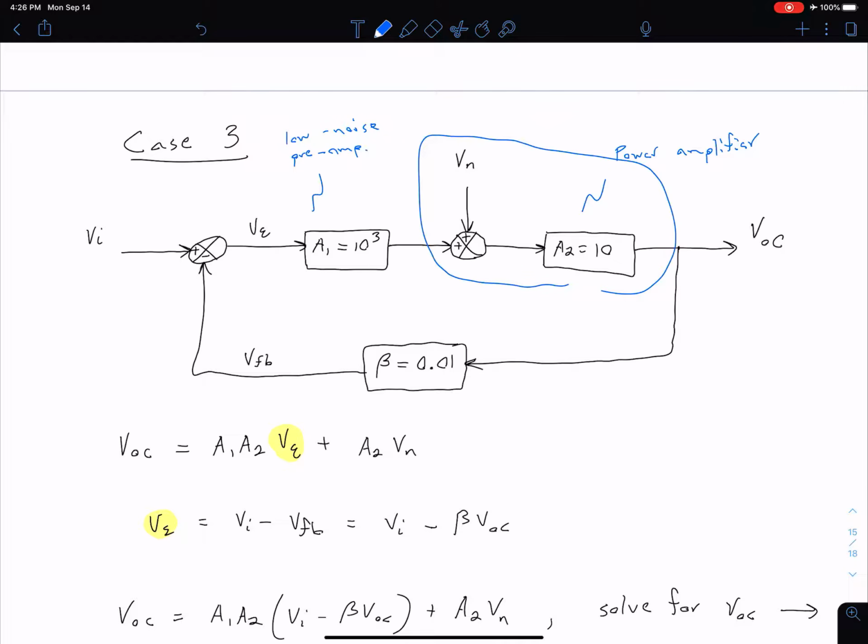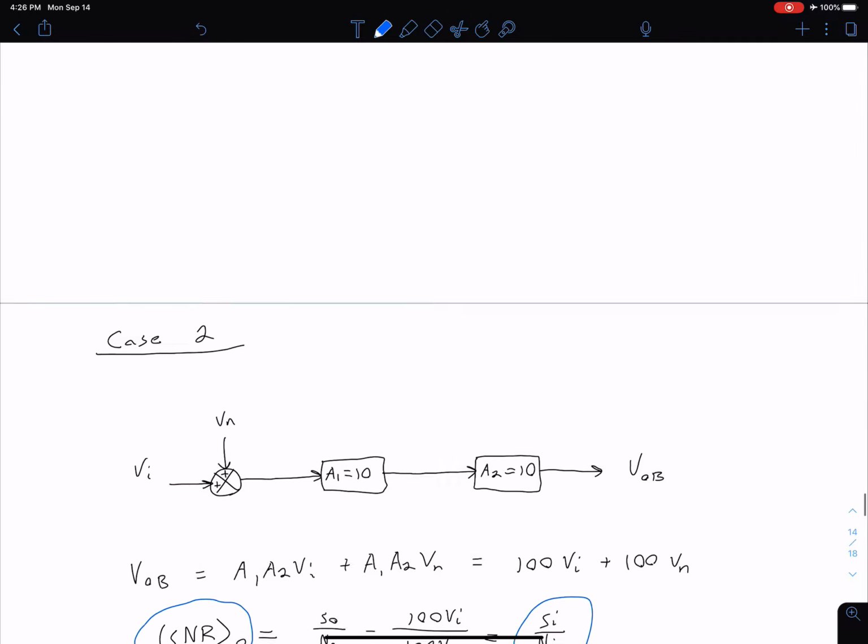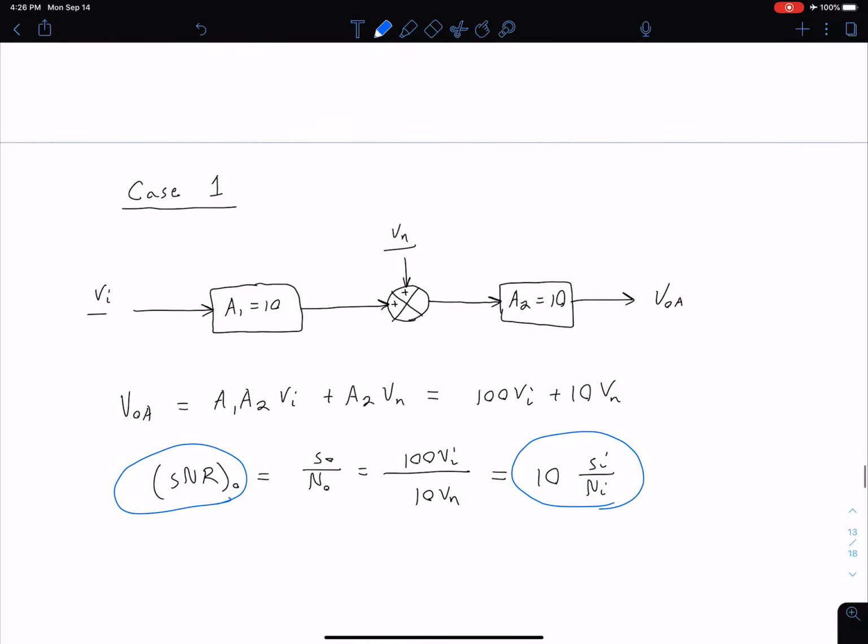Okay, so if you are paying close attention, you might say, well, how is that any different than if we just went to case 1 and we just changed this first value here and we said, well, instead of 10, let's just make this 10 to the third as well. So then we would also have 1000 signal to noise ratio. And so the reason that that doesn't work is notice that our input signal would then be multiplied by 10 to the fourth, and our noise signal would be multiplied by 10.